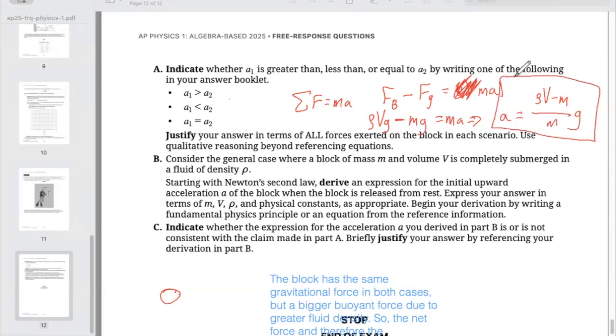Wow, okay. They should have given you the density of the block, I feel like, to make it a little bit different and just show you that it's the difference in densities that affects acceleration. Okay, indicate whether the expression is or is not consistent. It is consistent because acceleration is directly proportional to density. Everything else is constant, therefore bigger acceleration.